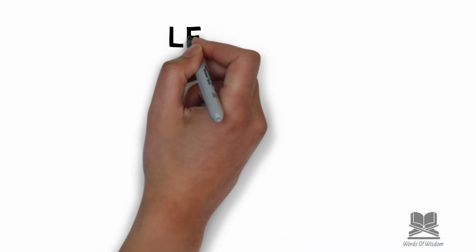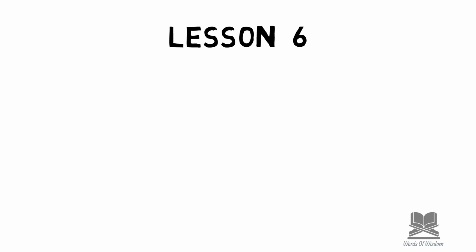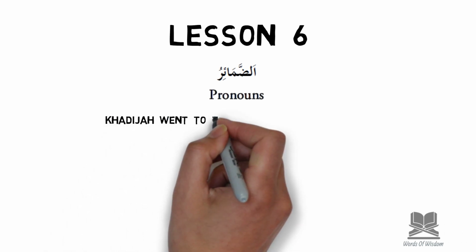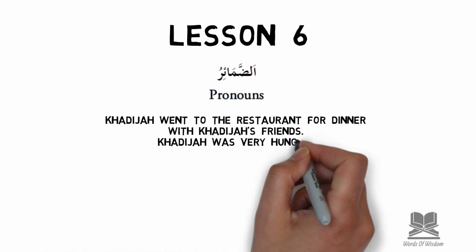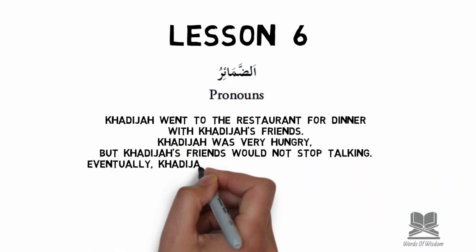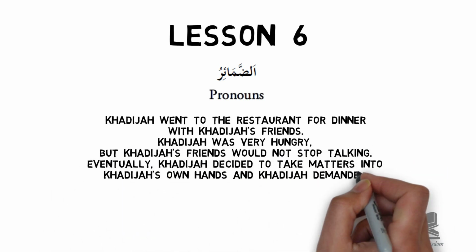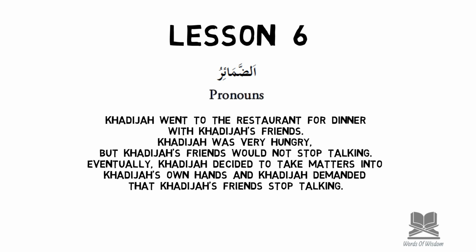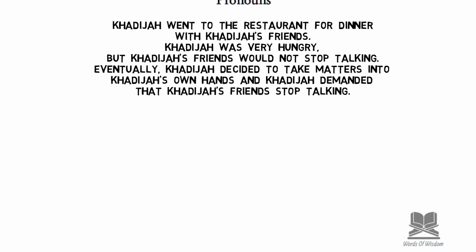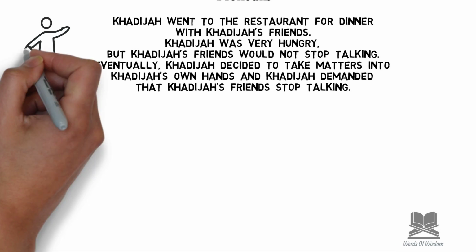This is lesson number 6, which is called الضمائر, which is translated as pronouns. Let's dive right in with this passage. Khadija went to the restaurant for dinner with Khadija's friends. Khadija was very hungry, but Khadija's friends would not stop talking. Eventually, Khadija decided to take matters into Khadija's own hands, and Khadija demanded that Khadija's friends stop talking. What's the problem with the sentence above?